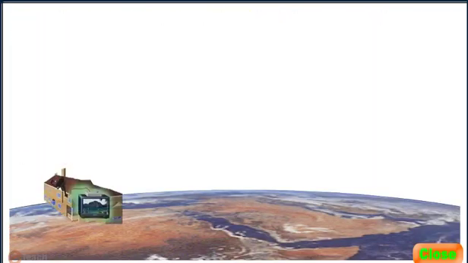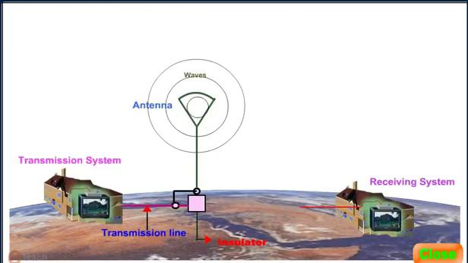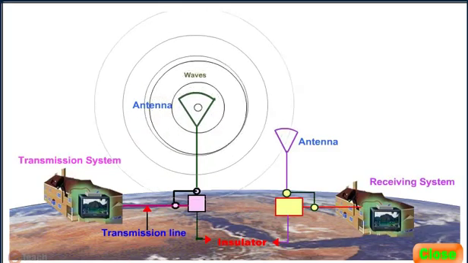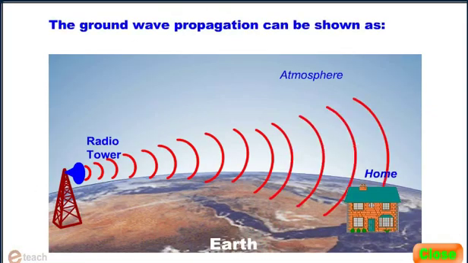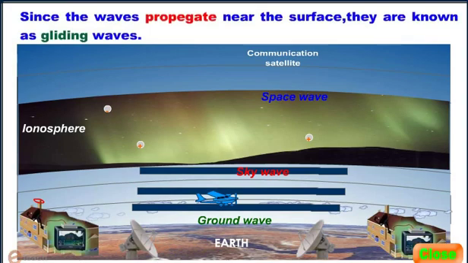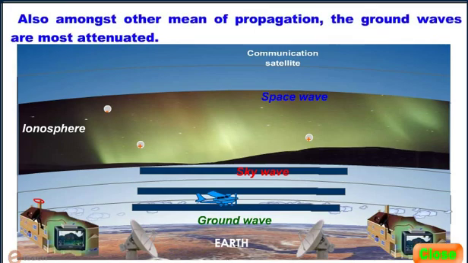In the figure, you can see the antenna showing various transmissions of wavelengths. The ground wave propagation can be shown as follows. Since the waves propagate near the surface, they are known as gliding waves or ground waves. Also, among other means of propagation, they are the most attenuated.